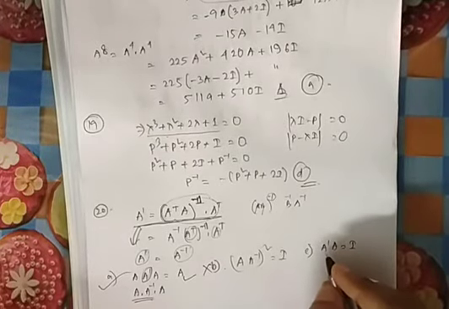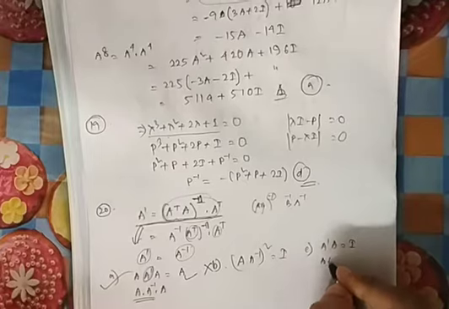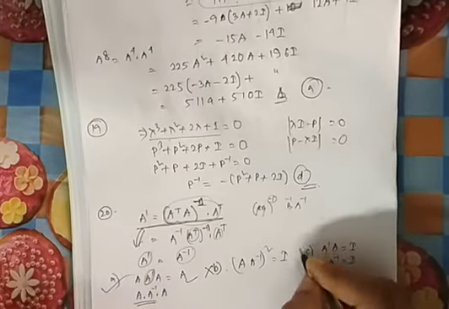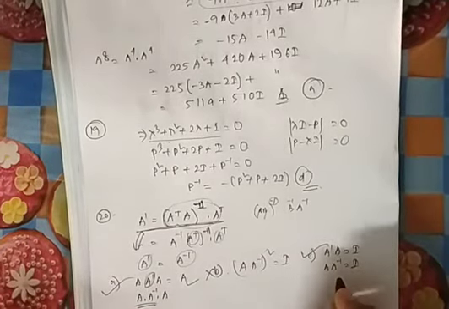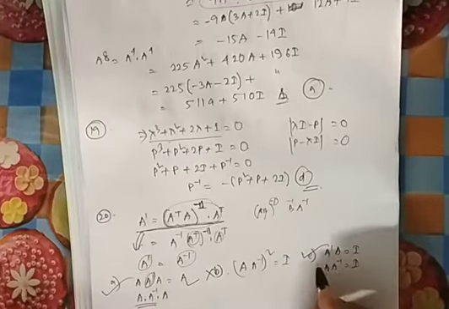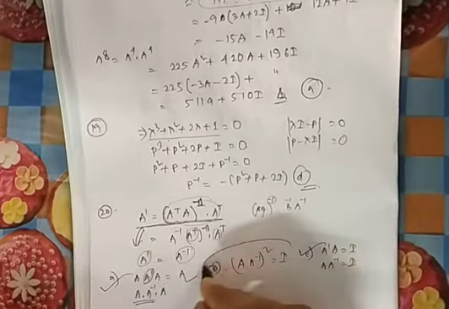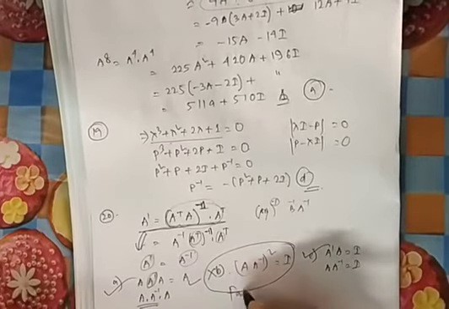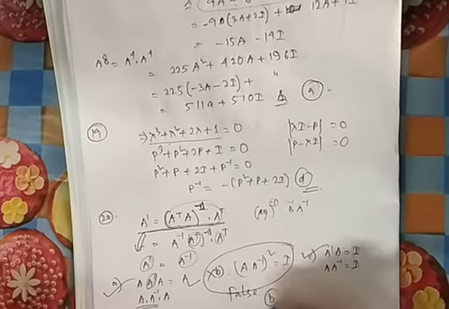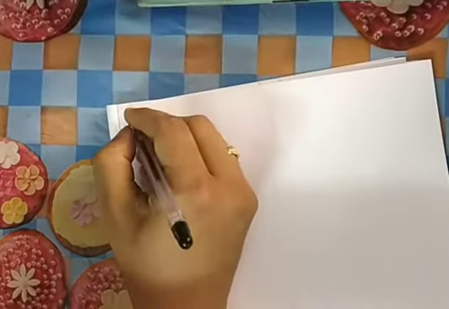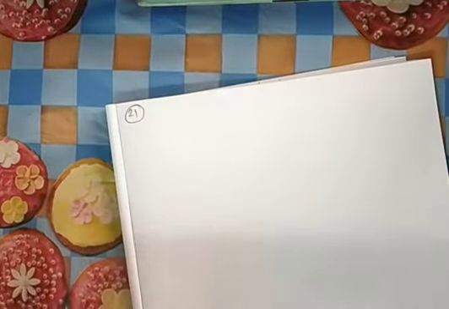So if we check, A into A inverse is I, okay, correct, true. D is none, so none will come if A, B, C are both not true. But you have got one answer which is false, and the false one is the answer for me in this question, which is option B. So if that is done, then let's go to question number 21.